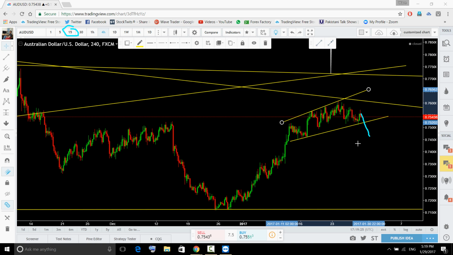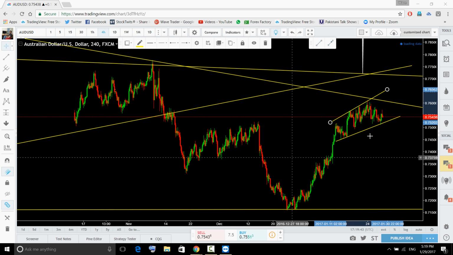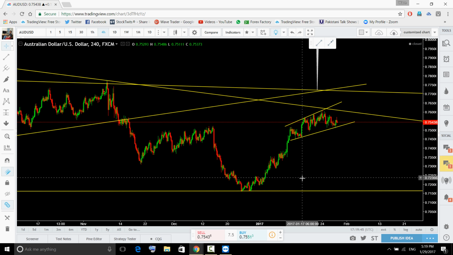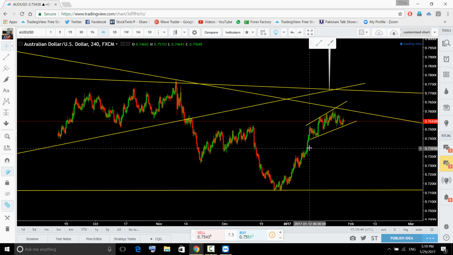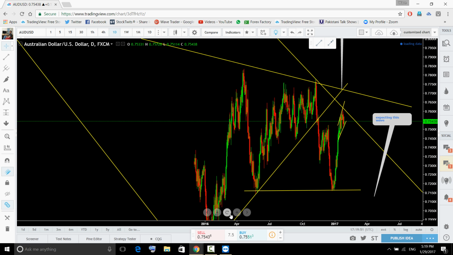And if you are not confident to get into that trade on the lower time frame, then of course you need to watch for a continuation pattern to the downside. Something like this, breakdown, something like this. So this is how you need to read this chart. Yes, exactly, divergence is over there.